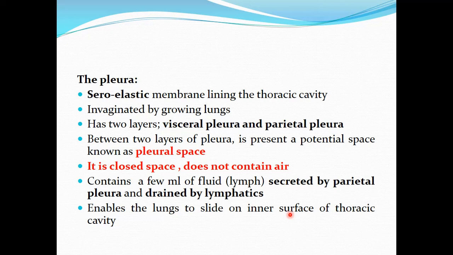There is another point to remember, that the parietal pleura has the pain fibers and therefore it is sensitive to pain, while visceral pleura, which lines the outer surface of the lungs, is insensitive to pain.